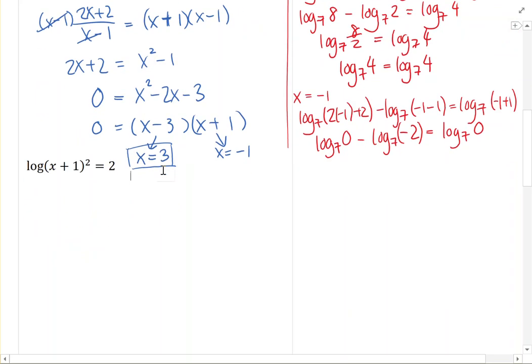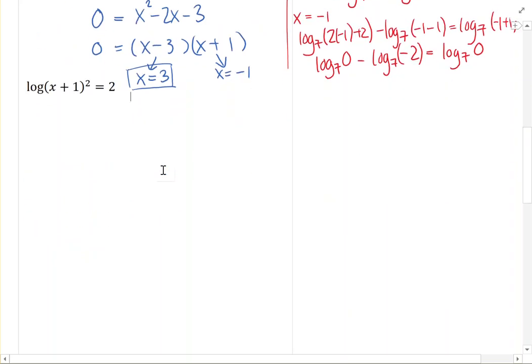All right, on to our third question now. So here we have log (x plus 1) squared equals 2. Since there is no base, remember this is our common log, so we're looking at a base 10. And on this other side here, we don't have a log, we just have a number. But in order to compare the two sides, we do need to work with the same log. So we'll need to rewrite this 2.